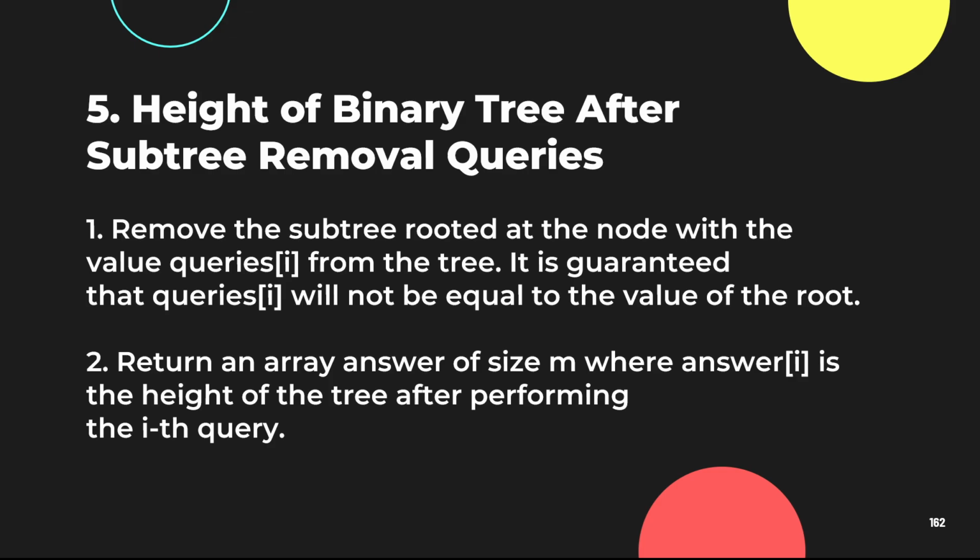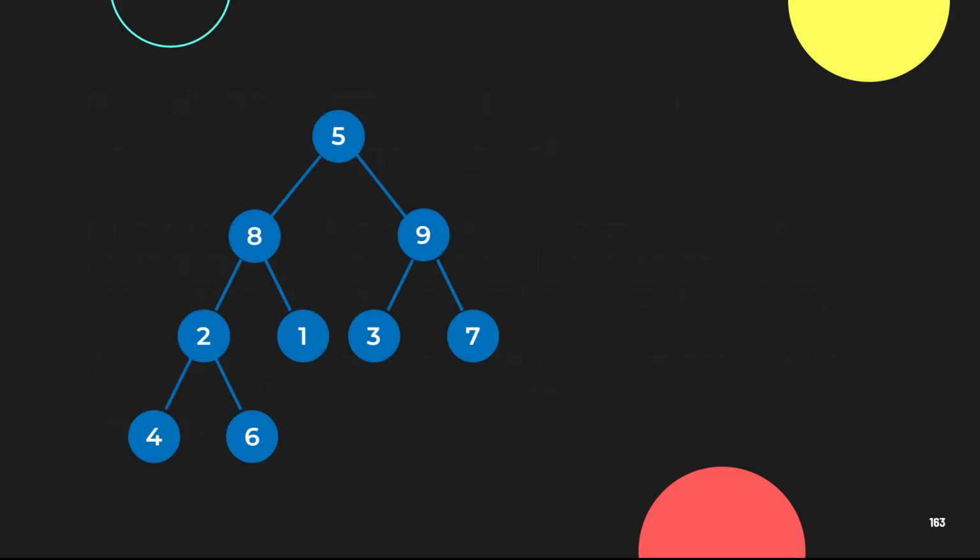Once you remove this subtree, what is the height now? You can think of it like you want to do multiple queries. For each query, you remove the specified subtree, and then what is the height now? That's actually the question. So something like this. If I want to remove 9 here, how do I remove 9? If I remove 9, then this will be deleted. What is the height now? Anyone can tell me what's the height if I remove 9?